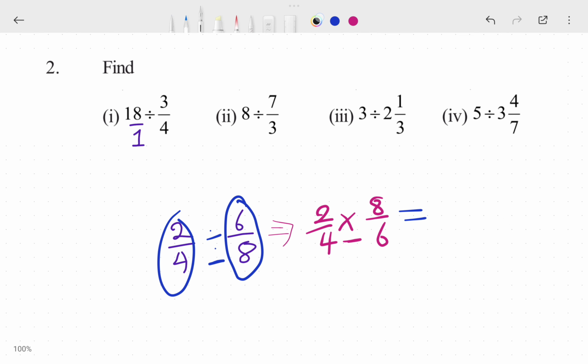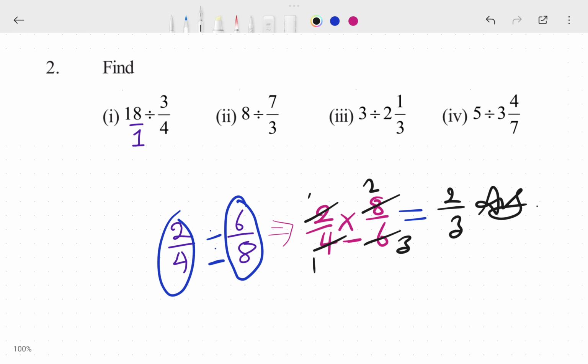Now what we can do is cut: 2 ones are and 2 threes are, crisscross, it can cut. Now 4 ones are, 4 twos are, crisscross cut. So 2 into 1 is 2, and 3 into 1 is 3. So 2 by 3 is our answer. This is exactly how we can do it.